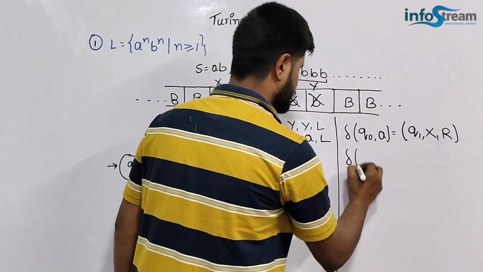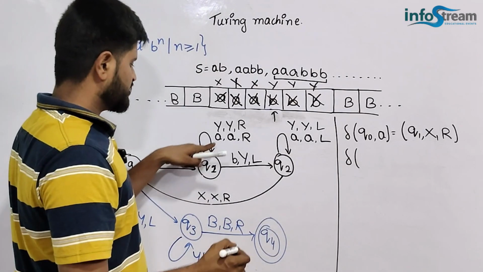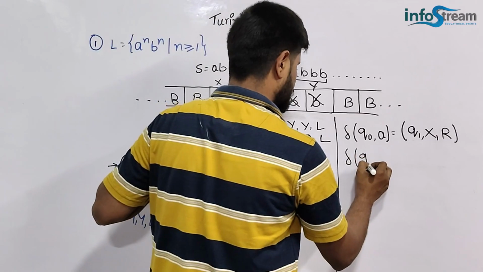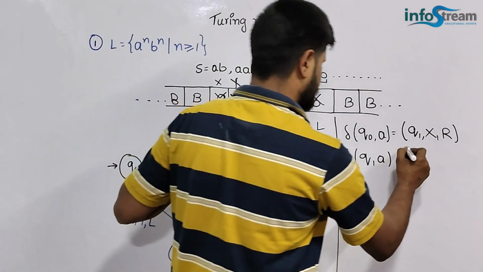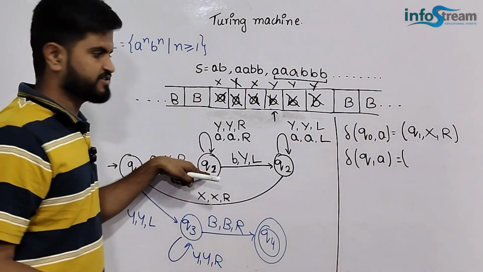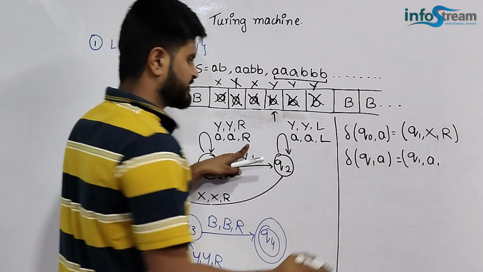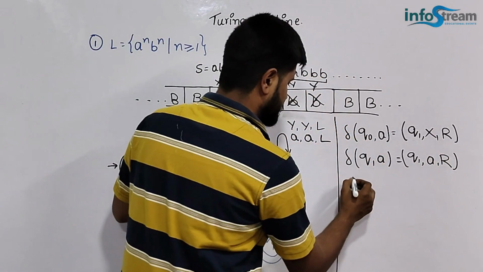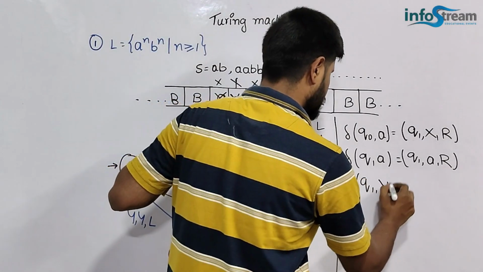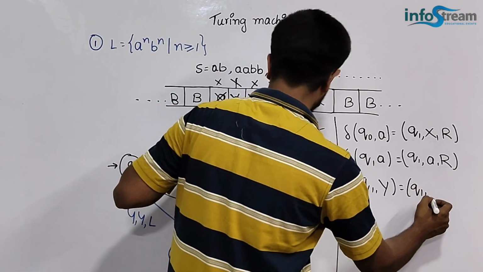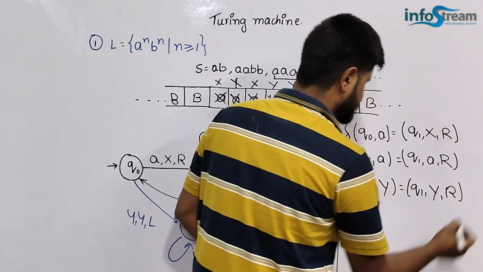Next, delta of Q1. In the Q1 state itself, if you give a as the input, it will replace it using a itself and move to Q1 itself. So you must write Q1 comma a and it will move towards the right side. Next, another one is there, delta of Q1 comma, if you give y as the input, it will move to Q1 itself. It will replace it using y itself and move towards the right side.